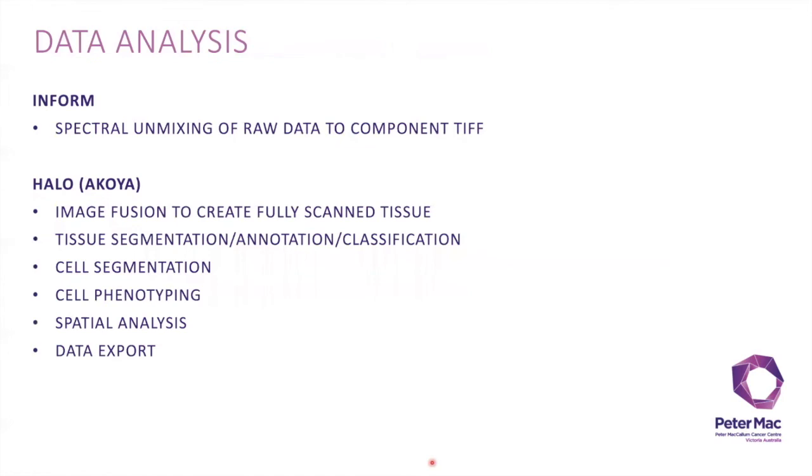The workflow for data analysis, as I mentioned already, we're using inForm to perform the spectral unmixing of the raw data. And then within HALO, we're going to fuse all of the individual images to create a fully scanned tissue image. We can then perform tissue segmentation, annotation, and classification on that image. We'll go through cell segmentation, cell phenotyping, before finally doing spatial analysis and then exporting the data out. And again, Meta will go through more in depth each of these steps in her presentation.